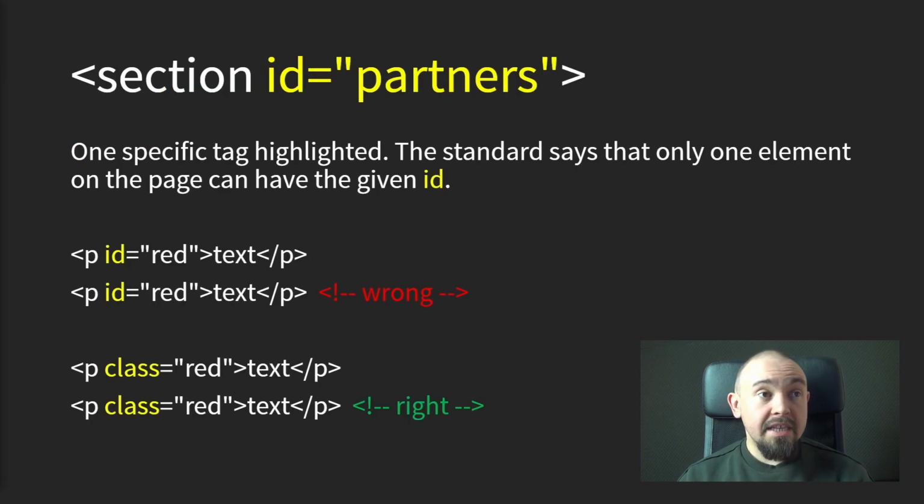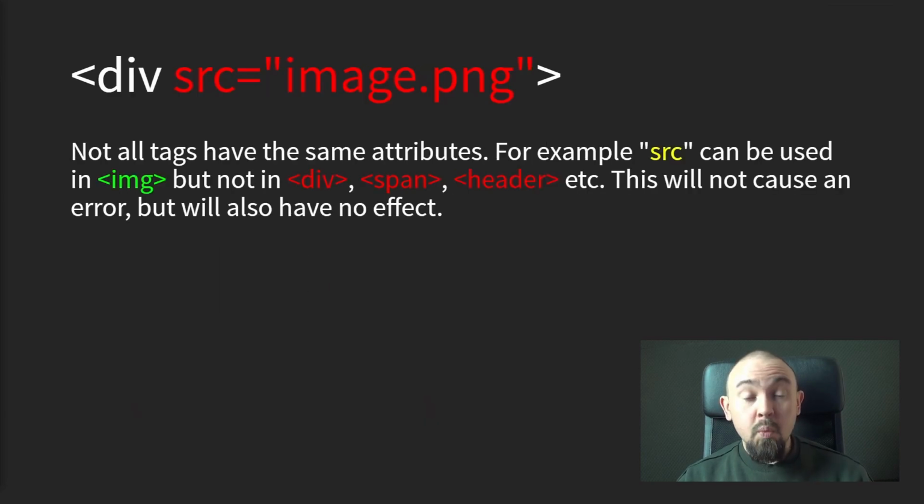Another not so popular and less frequently used attribute identifying a certain element is the identifier, also known as ID. An ID differs from the class in that it can only be assigned once to one element on a website. On the other hand, the class can be used many times in many elements, grouping them together. We also need to know that not all attributes can be used in all tags. For example, the src attribute can only be used in the img tag or other tags waiting for the path to a certain file, such as video or script. We can't use it in a div or a span tag. This would not cause an error, but it would have no effect.